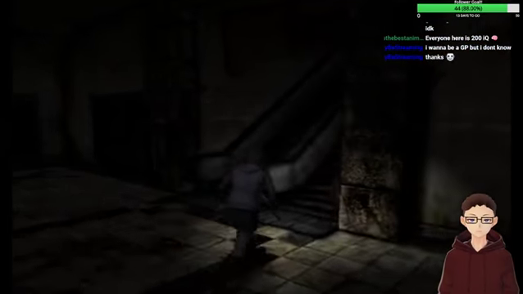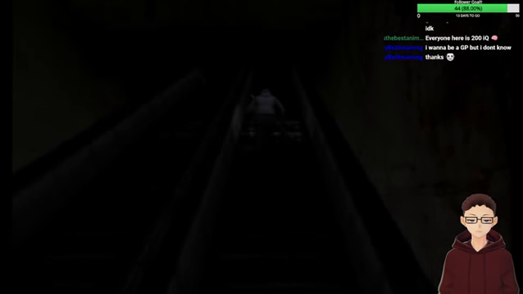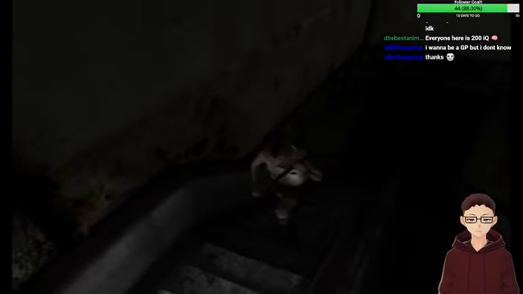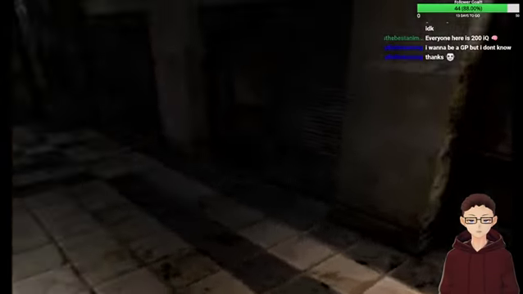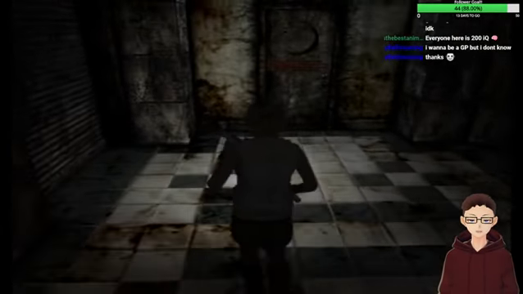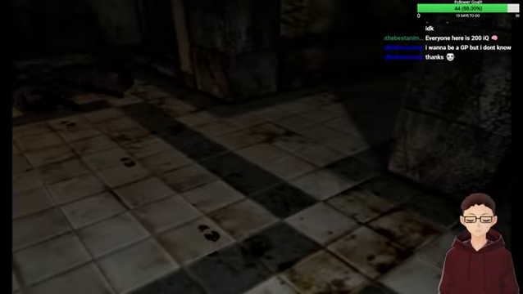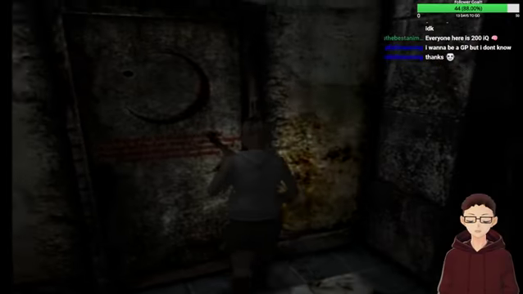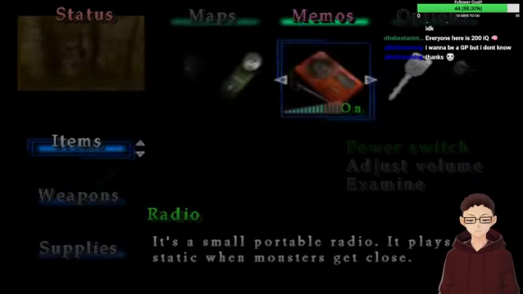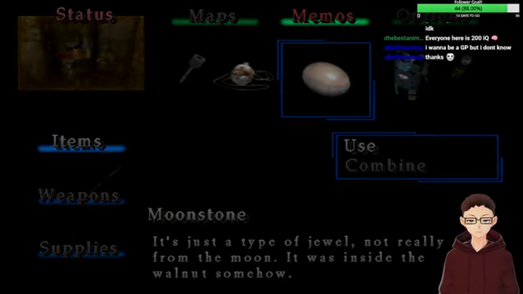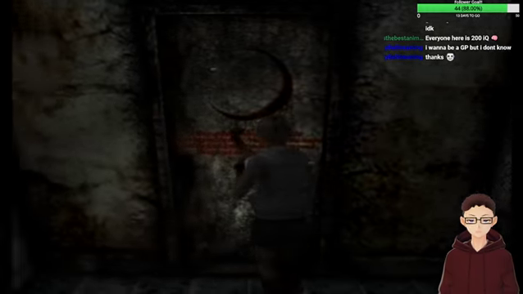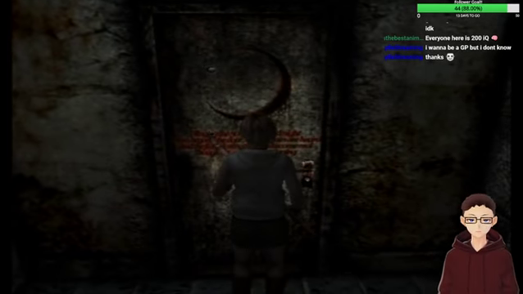Doop, doop, doop. Okay. And right here... Shut up. There's nothing here. Stupid game. Alright. Stuck the moonstone into the door with a crescent. Okay, I can open it now. I don't want to open it, but I can.